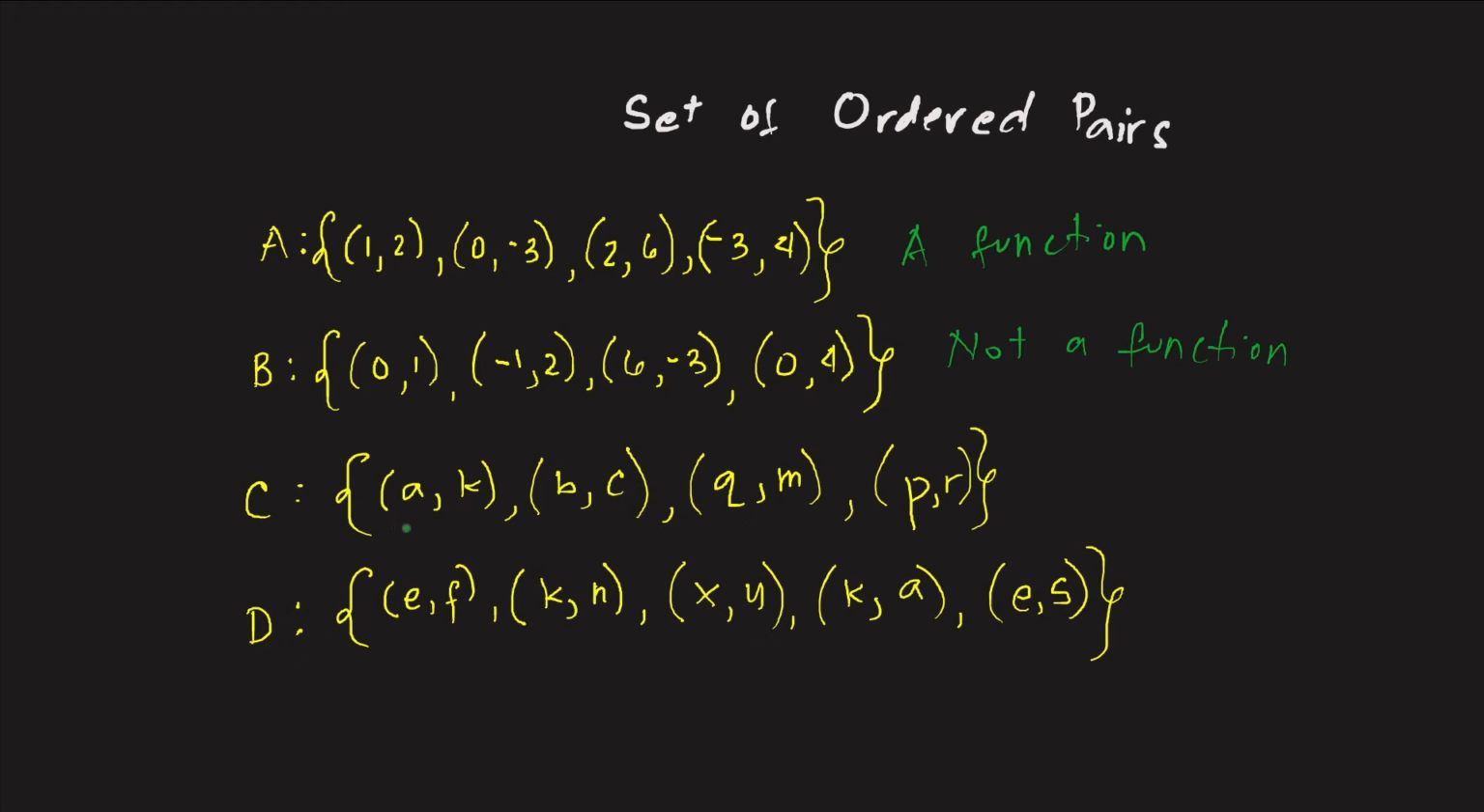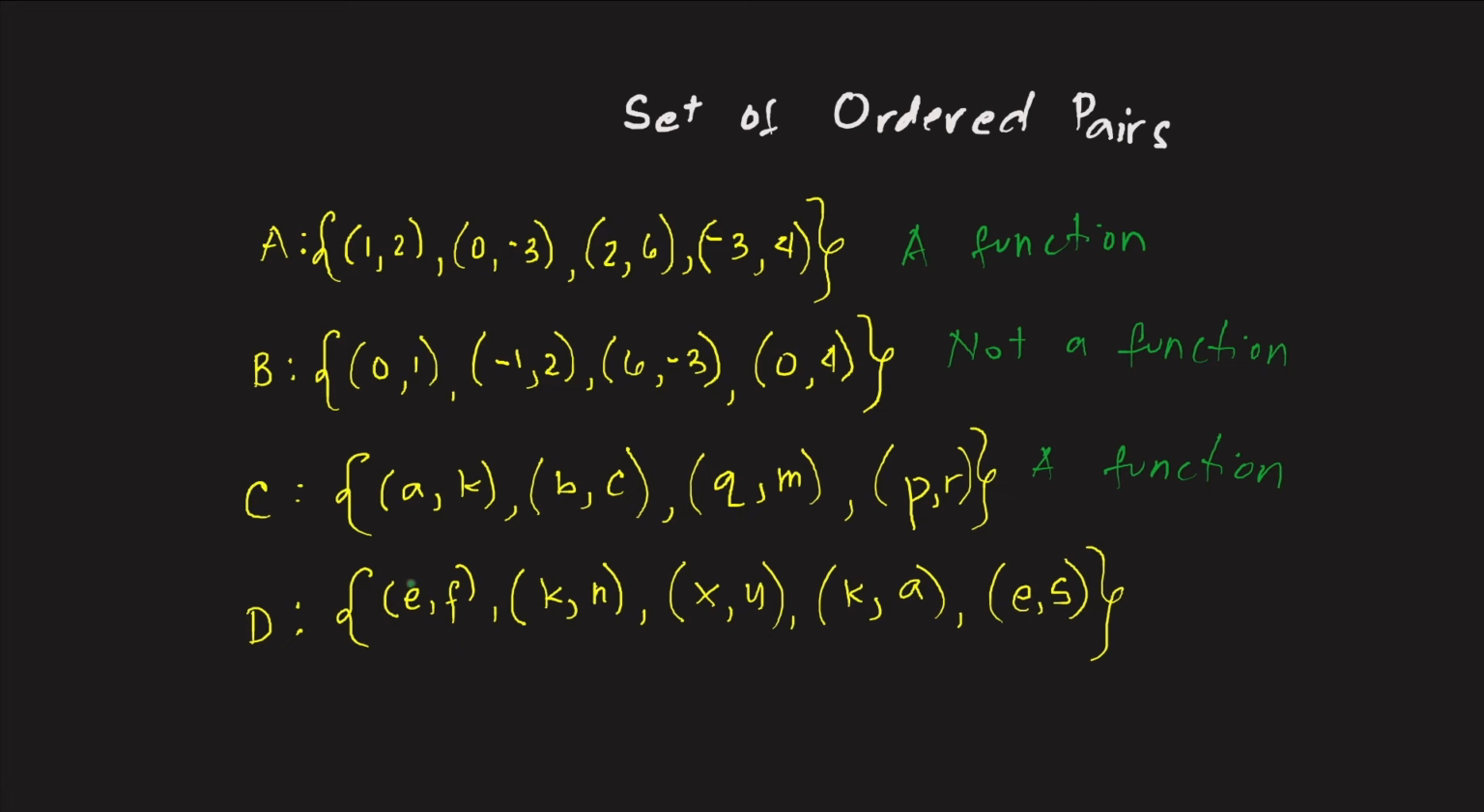We see an ordered pair A and K, B and C, Q and M, P and R. So all of the elements in the domain, the A, B, Q, and P, are unique. So therefore, this is a function. How about set D?